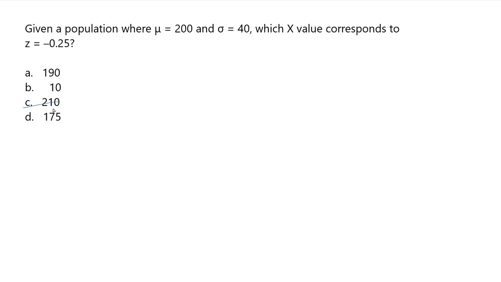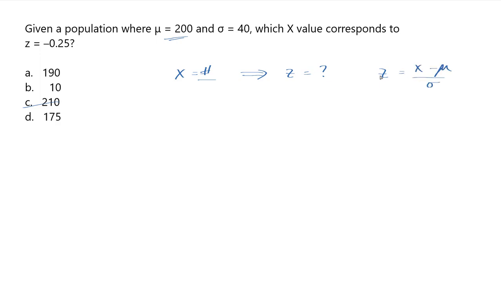I'm going to eliminate C, because 210 is greater than 200. That would mean I would have to have a positive z-score. Instead, I've got a negative z-score here. So normally, we have an x value that we're going to convert to z, and we would use the z-score formula to figure this out.